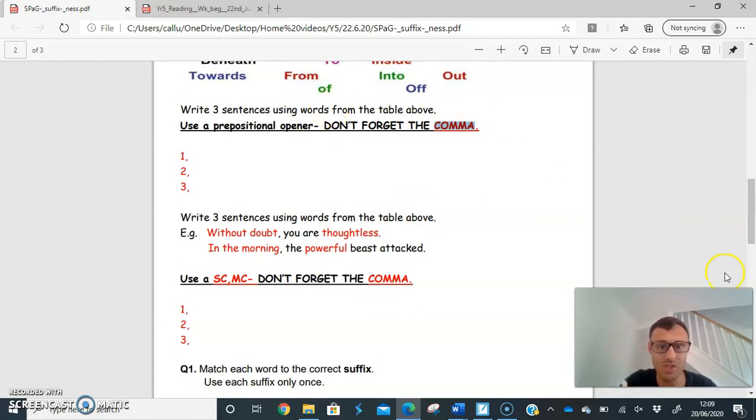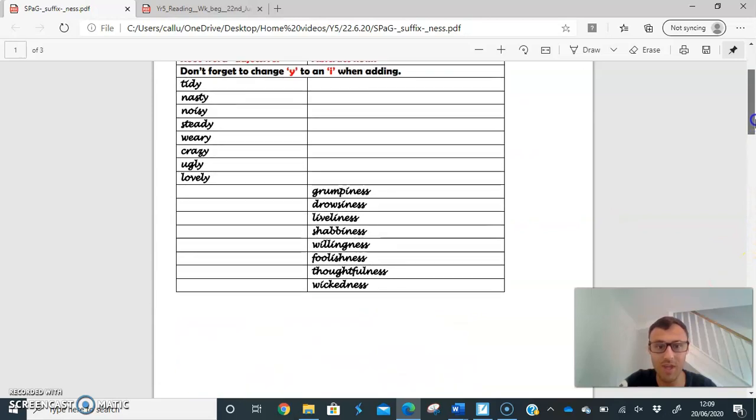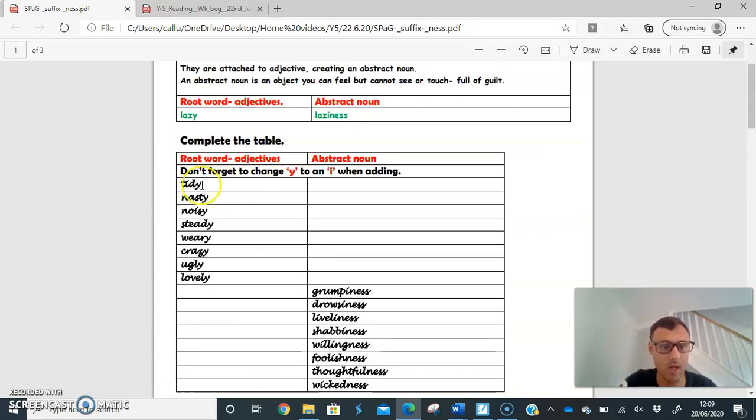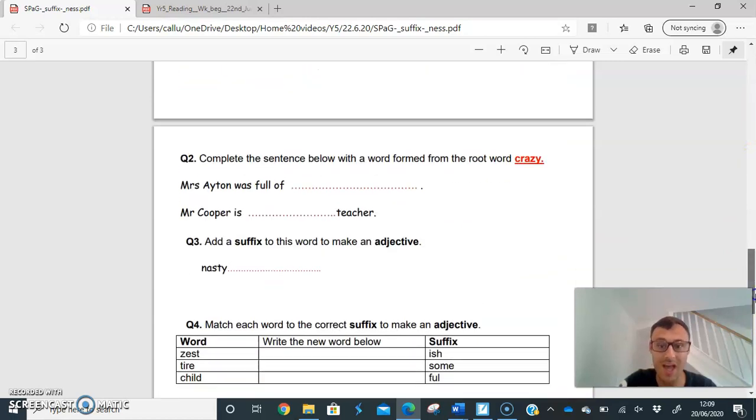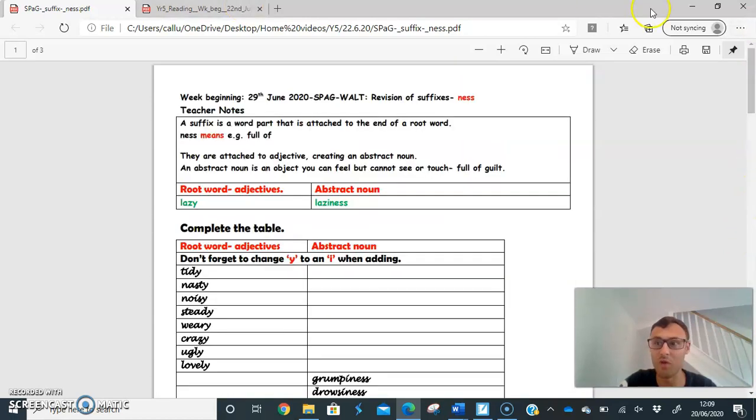And we want to include some of these ness words here. So we've got grumpiness, so lovely, loveliness, ugly, ugliness. Yes, okay, that's what we're going for. And then some SPAG questions there as well.